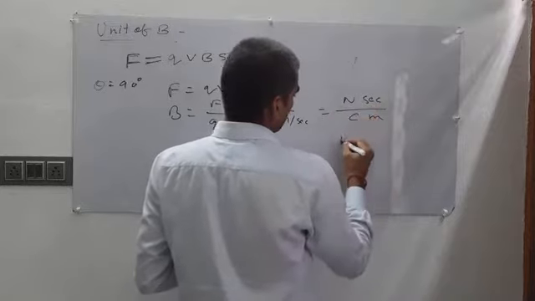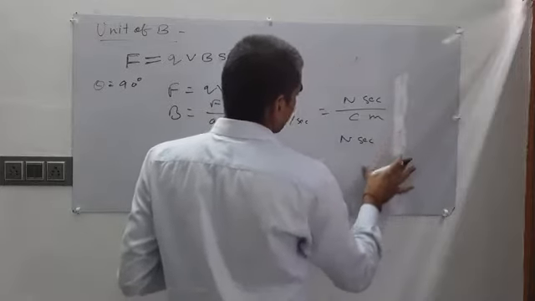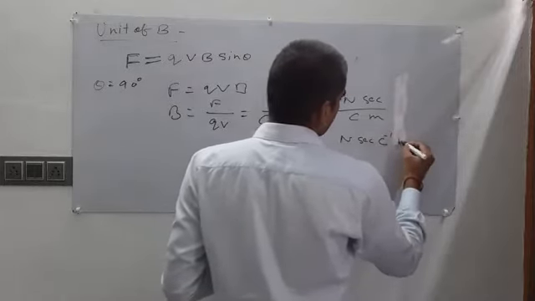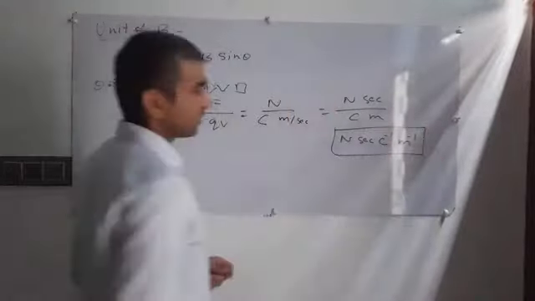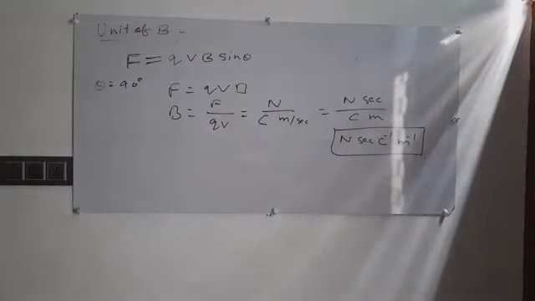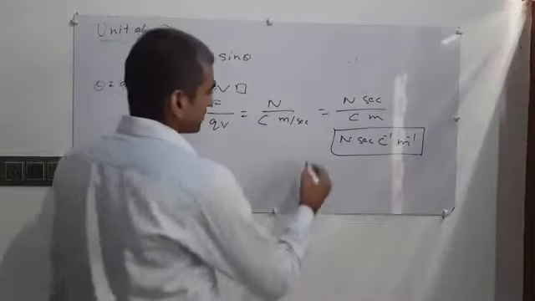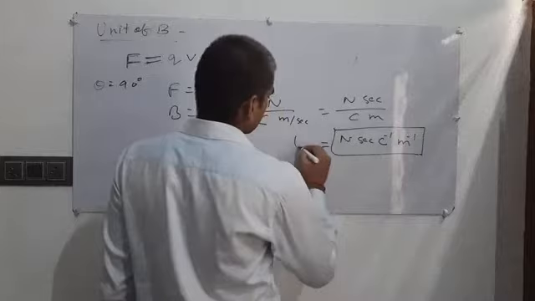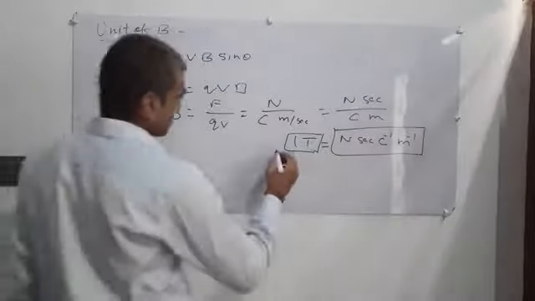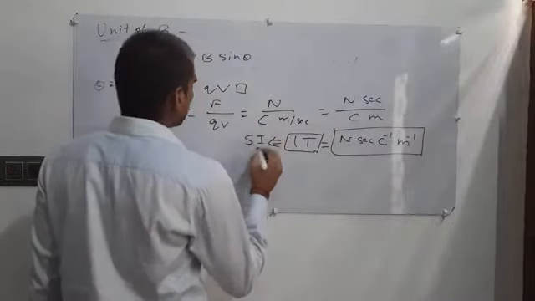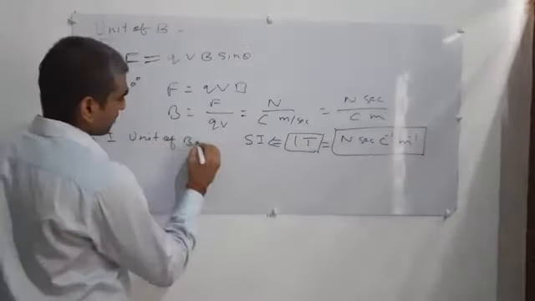Newton second. We can also write it as this. This is the unit of B. Now this is also called 1 Tesla. This is the unit in SI. SI unit of B is Tesla.